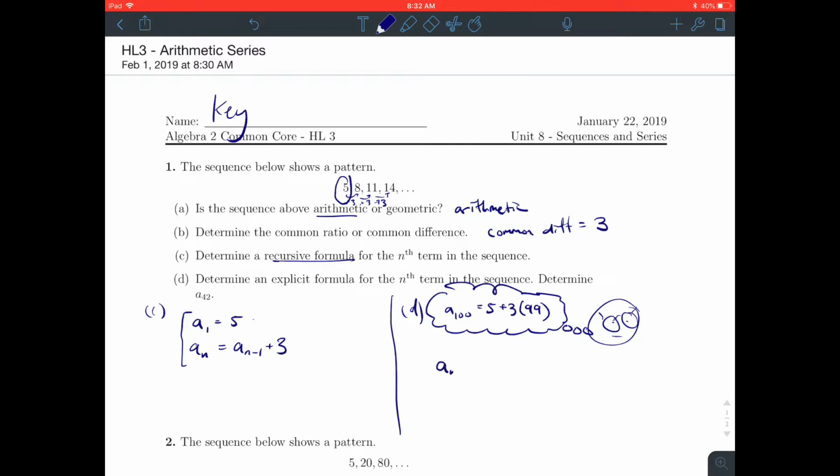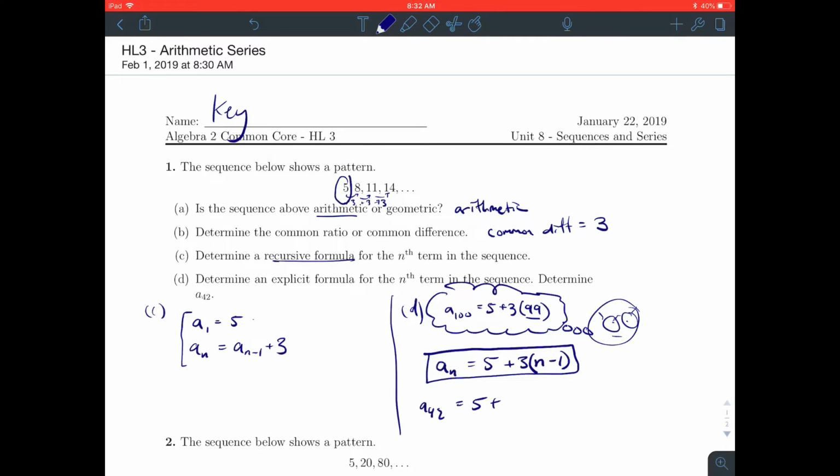So really, what that means for the nth term is to get to the nth term, start at 5 and add 3, one fewer than whatever term number you're trying to get to. So if I'm trying to get to 100, it's 99. If I'm trying to get to n, it's n minus 1. So this is our explicit formula. Since this formula is independent of the previous value, it works for all n values. N equals 1 would give you 5, and so on.